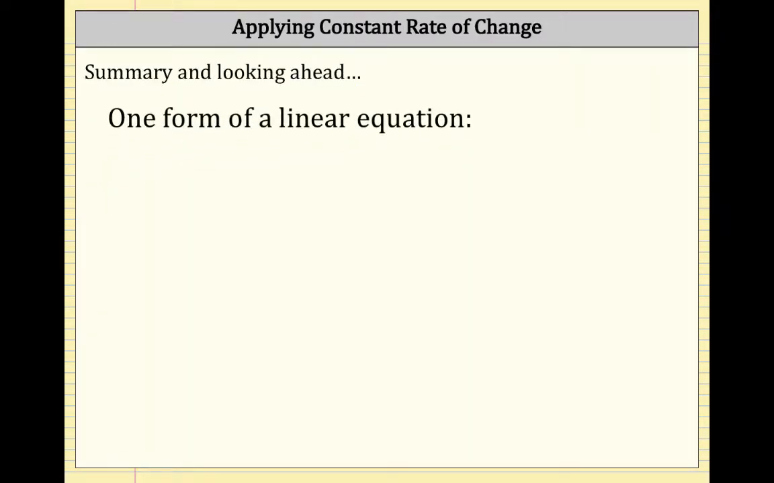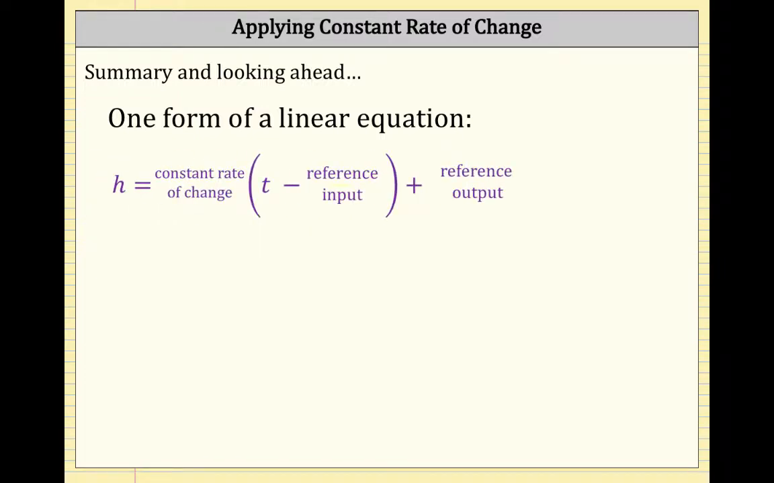So if we're looking at a summary of what this lesson is about, looking at one form of linear equation, it is this idea that if you were using height of water as the output and t, the time elapsed in minutes, as the input, we think of h is equal to the constant rate of change times quantity t minus the reference input plus the reference output.